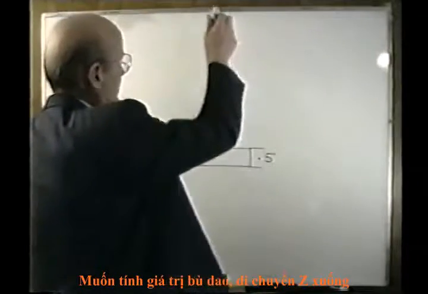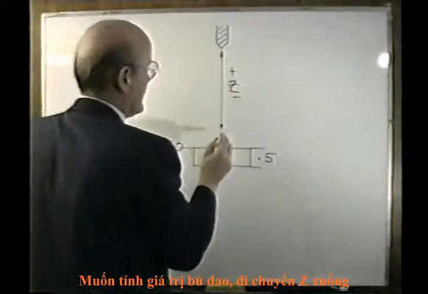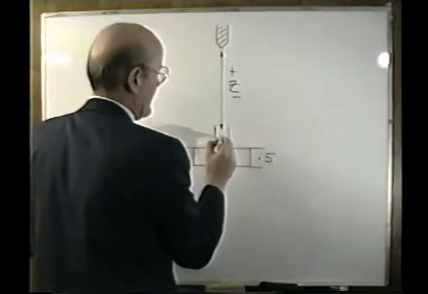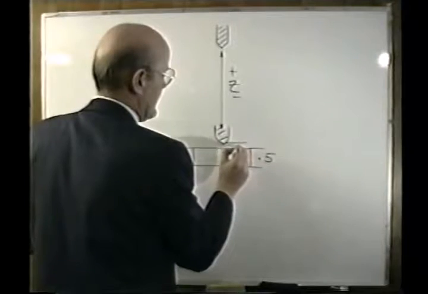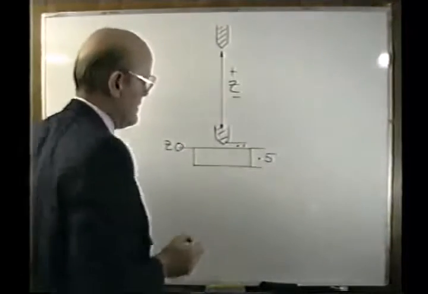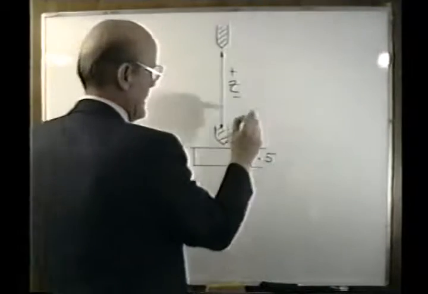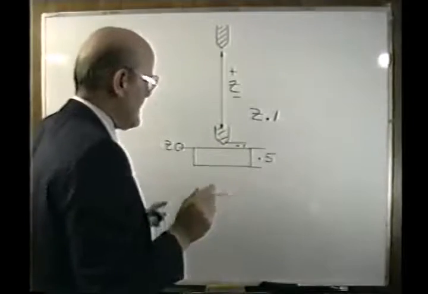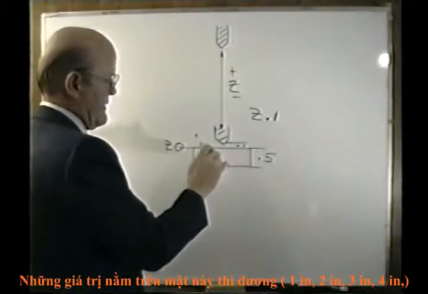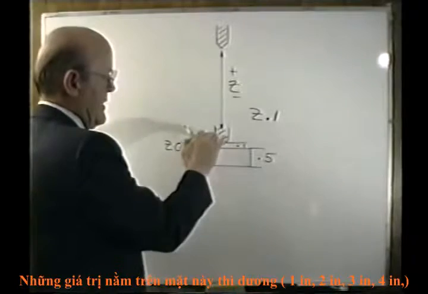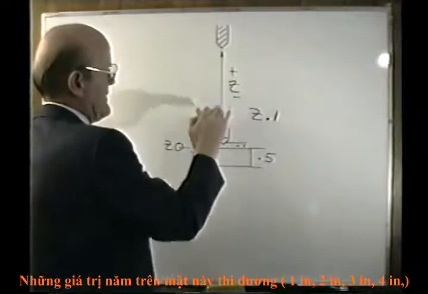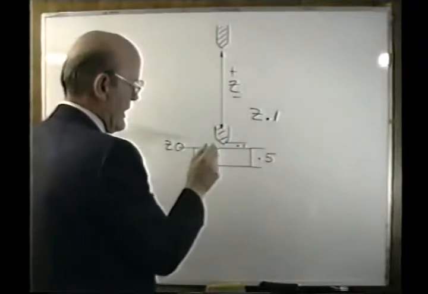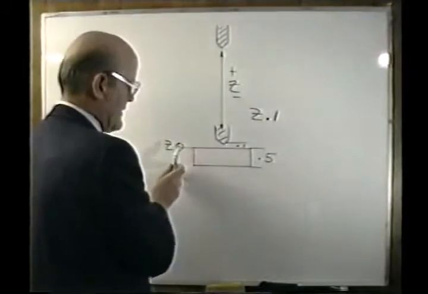So, if we wanted to bring this tool down to a point where we're sitting 100 thousandths above this, let's say we want our tool to be in this position right here, and this distance right here is supposed to be 0.1, we would actually call that Z.1. Any number above this surface is a positive number, 1 inch, 2 inch, 3 inch, 4 inch, etc. And the closer we get to the surface, the smaller the numbers get. When we actually touch this surface right here, it's Z0.